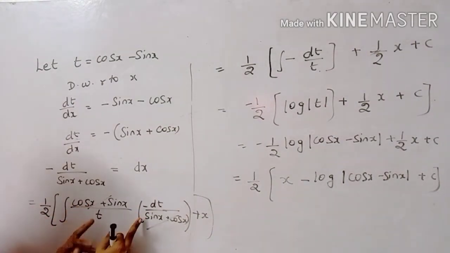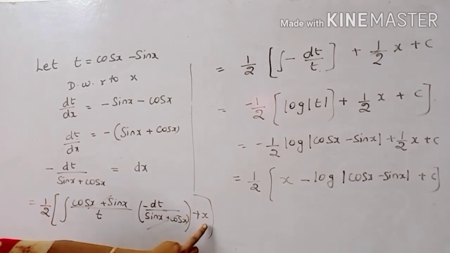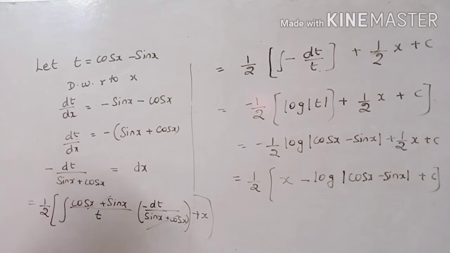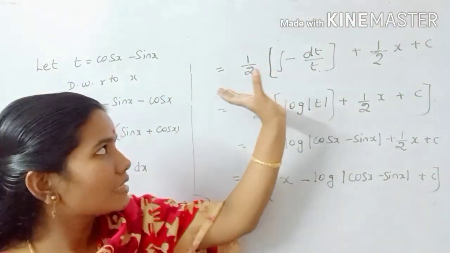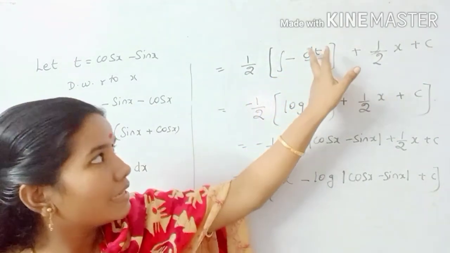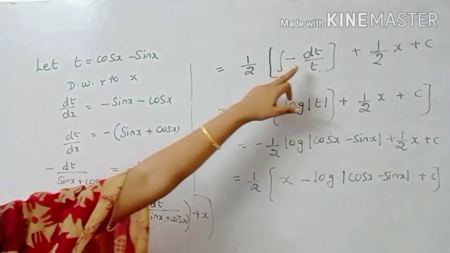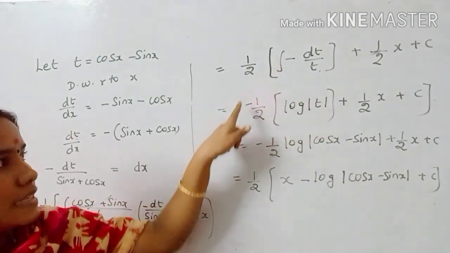Be careful with the negative sign. Okay, so the negative is only for this term, not for x. So if I apply the negative sign to this x, the answer will be wrong. So be careful with this. So that is why I split the half, that is I had written half into integral minus dt by t plus half x plus c. So the integral of 1 by t is log mod t, minus I had kept it out.